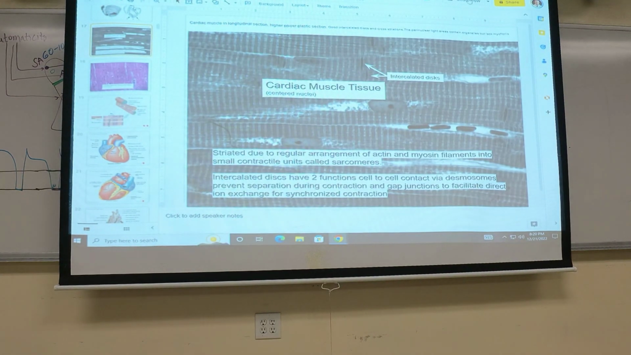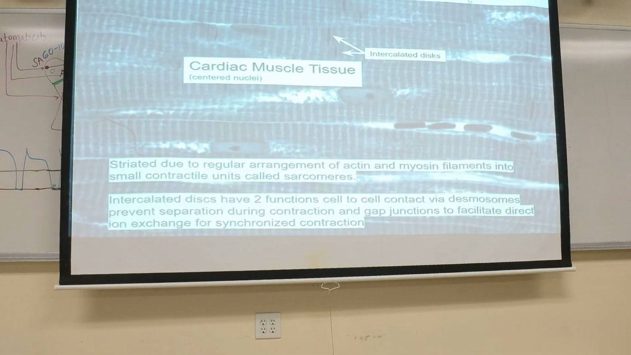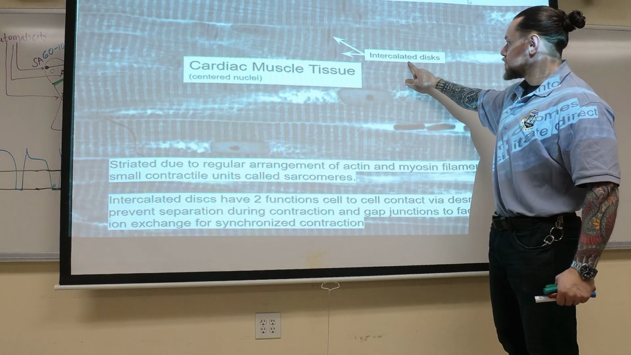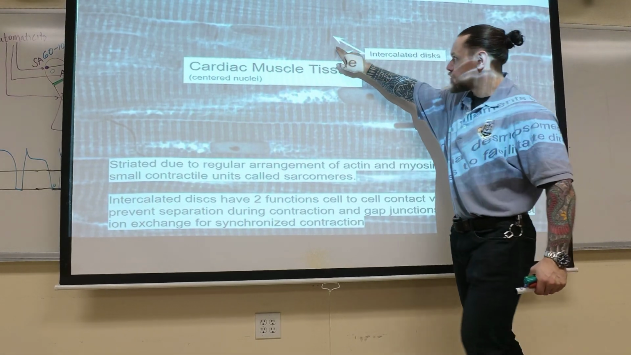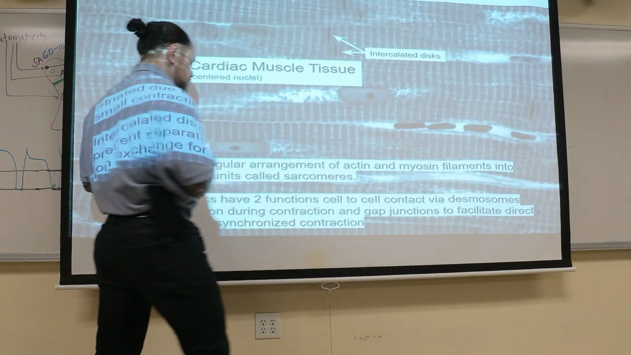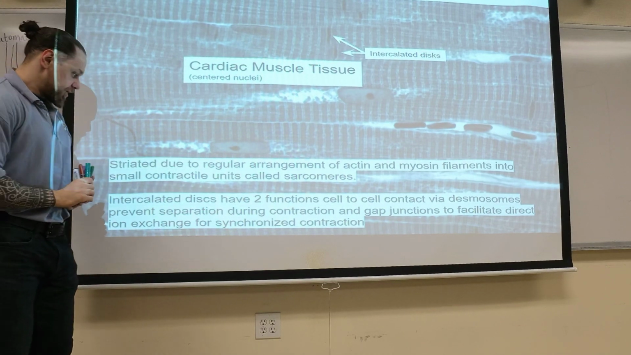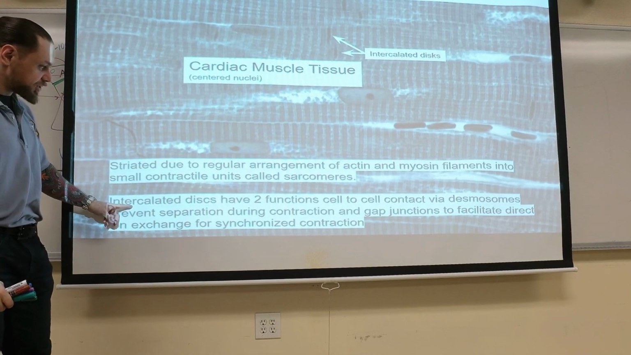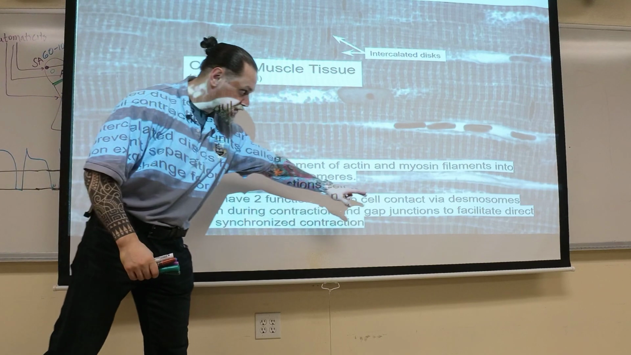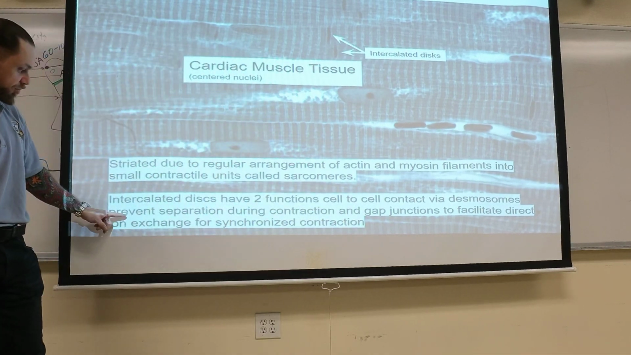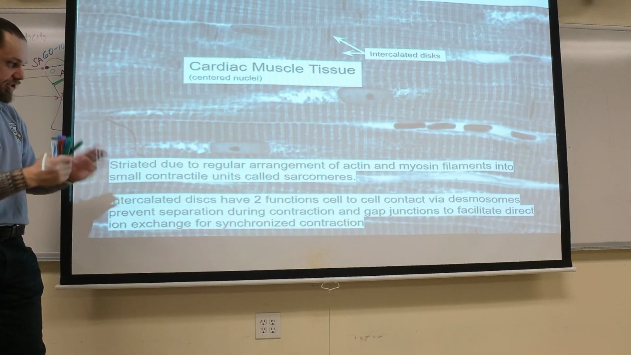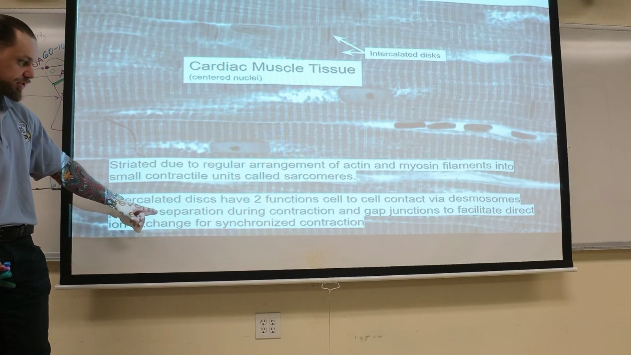Right. So here we actually have the cardiac tissue. They show you intercalated discs, these black lines here from the cardiac muscle, and they ask, what is the purpose of the intercalated discs? They have two functions. First, they have the desmosomes, which prevent separation. Basically, they adhere cells together. They prevent separation during contraction.